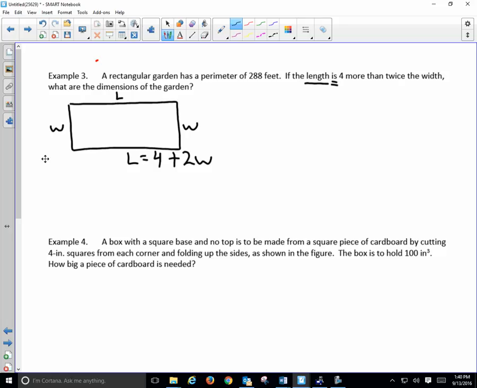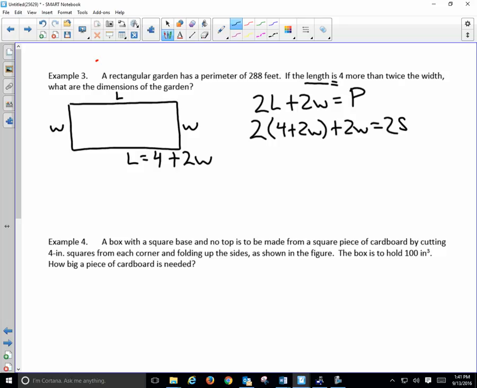So then what about another equation? Because I need something else. I need something for 2L plus 2W is equal to your perimeter. Or 2 times the length, which is 4 plus 2W, plus 2W is equal to the perimeter, which is 288. So notice that we had two variables, length and width. That will require two equations. We have one for perimeter, we have one for length is equal to 4 plus 2W. Now we can solve it.